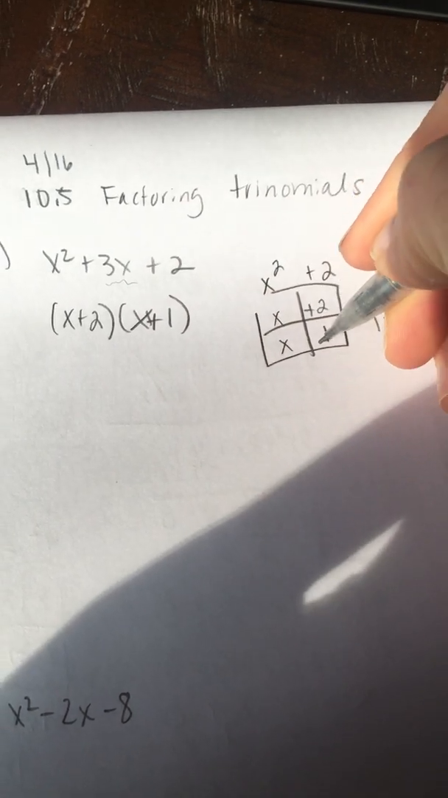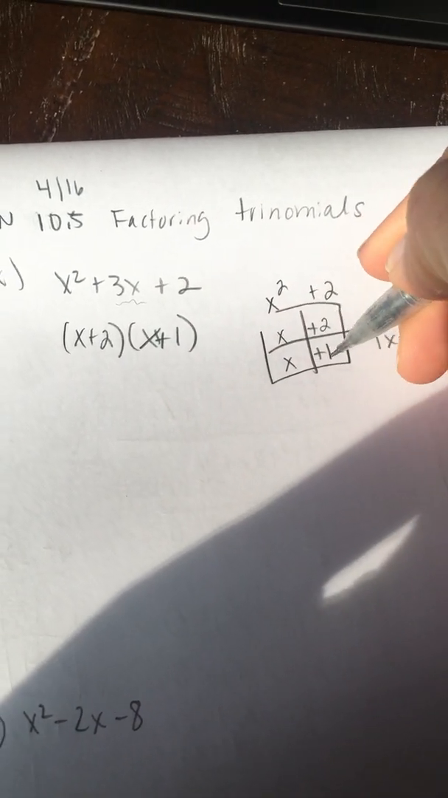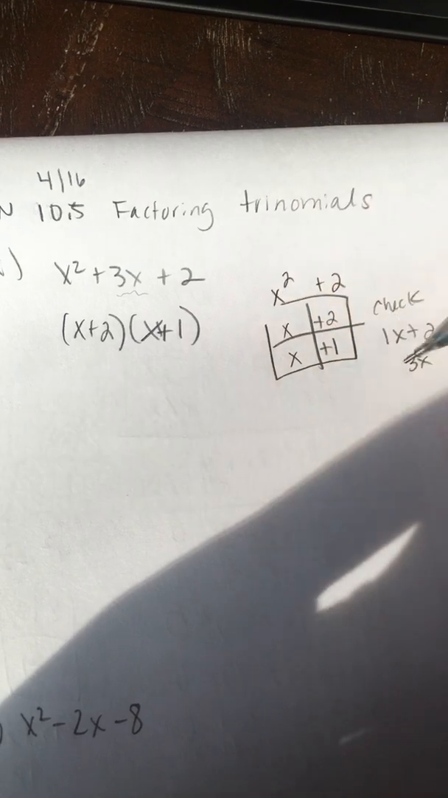Remember, we can put a positive 2 times a positive 1. These multiply to give us a positive 2. These multiply to give us x squared.